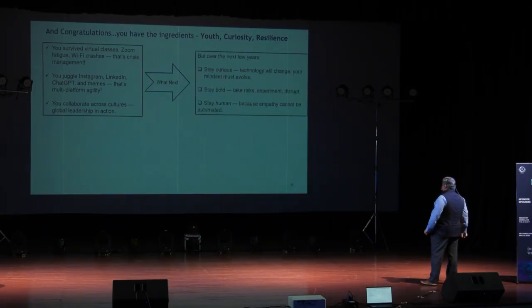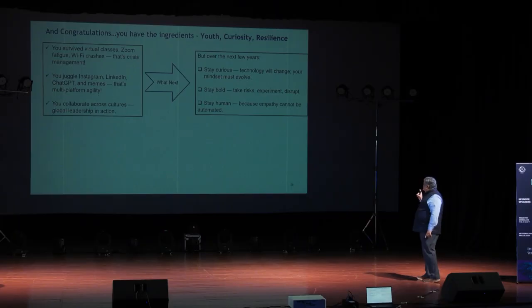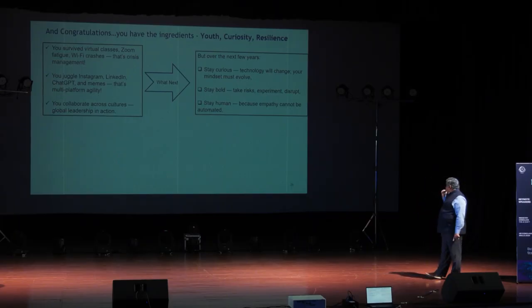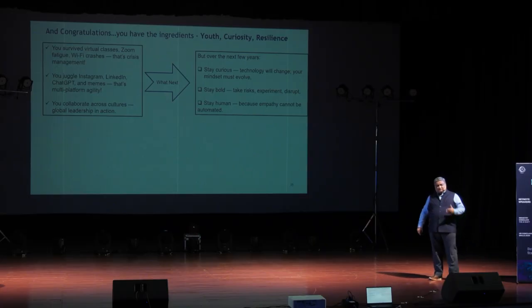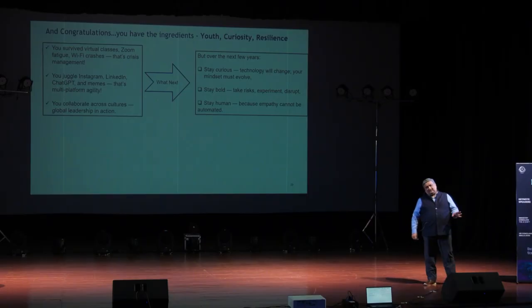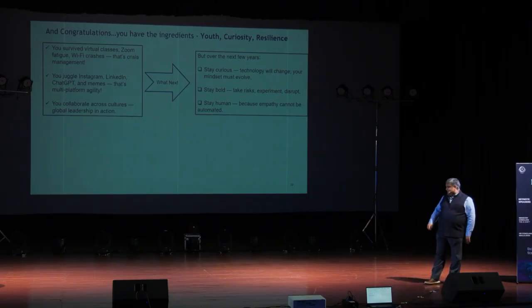And you know what next? Stay curious, because that's important. Technology will change. Your mindset must evolve. Stay bold. Take risks. Do experiments and disrupt. Stay human. That's most important. As Chinmay also highlighted, EQ is the most important thing no matter what you do, right? Because empathy cannot be automated. You can automate everything else.